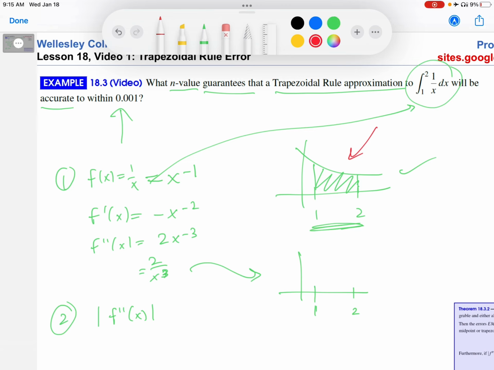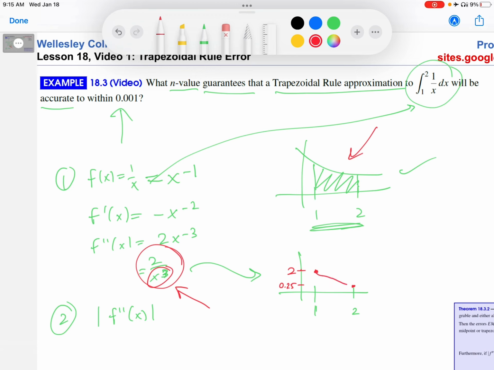At x equals 1, if I plug that in here, 2 over 1 is 2. So that's here. At x equals 2, this is 2 over 2 cubed. 2 cubed is 8, and 2 over 8 is 1/4. So that's really tiny down here, 0.25. And the denominator is cubing x. So the larger x gets, the larger x cubed gets, and the smaller the fraction gets.